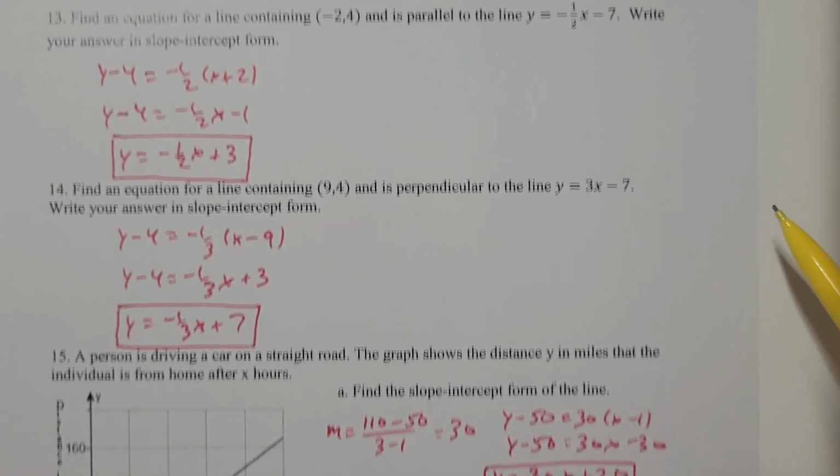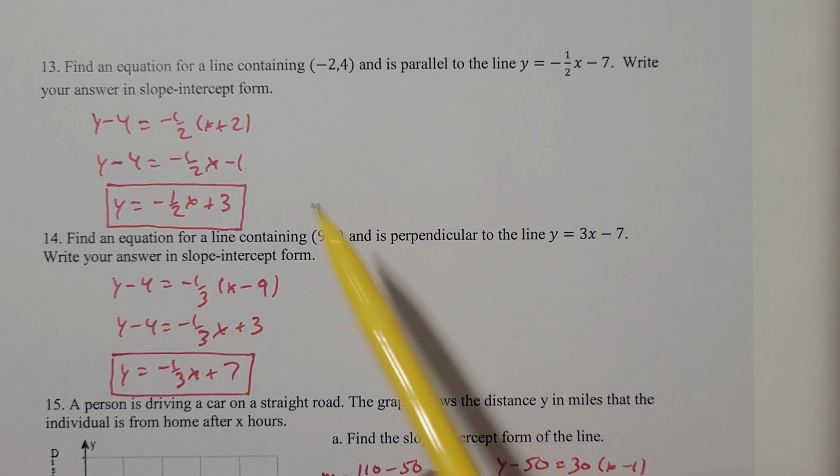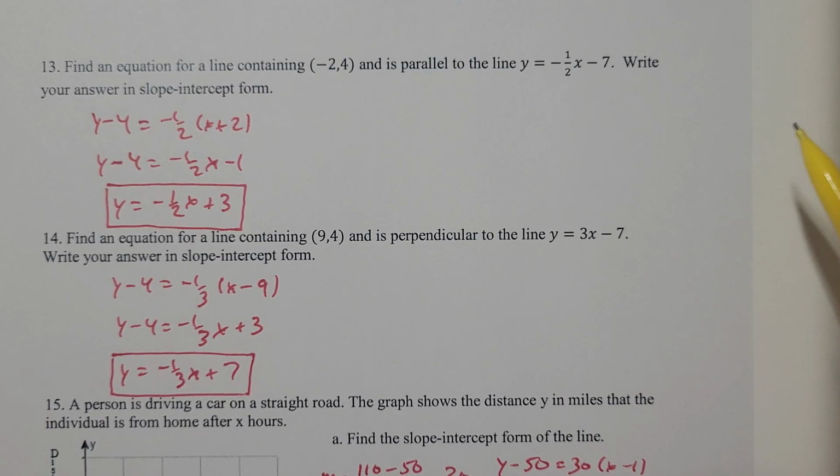Now, when we look at these two examples, problems 13 and 14, it's the same thing. The only thing I'm doing is getting the slope correct. Parallel lines have the same slope, and perpendicular lines have slopes that are negative reciprocals of each other. After I have identified the slope, I'm using the point-slope equation next.